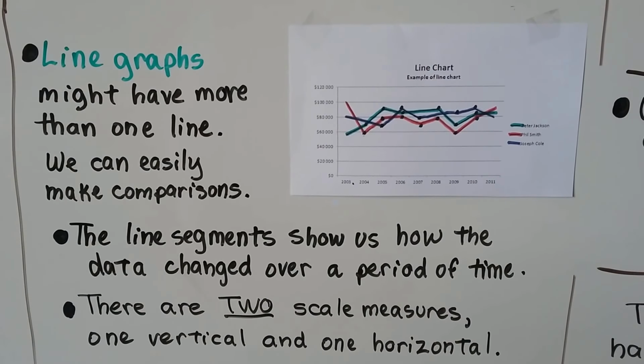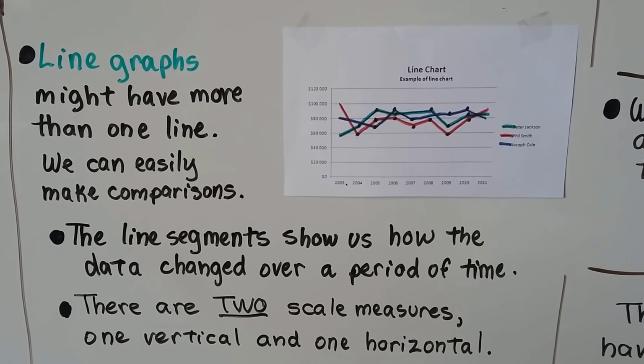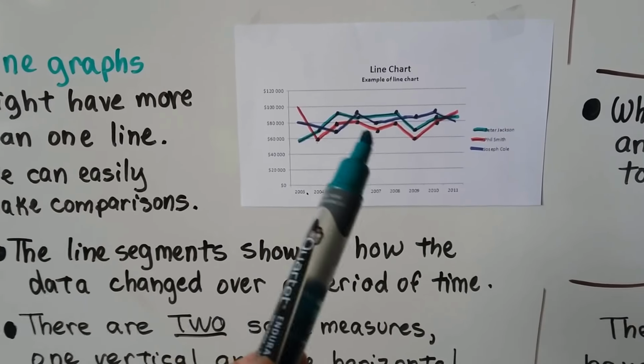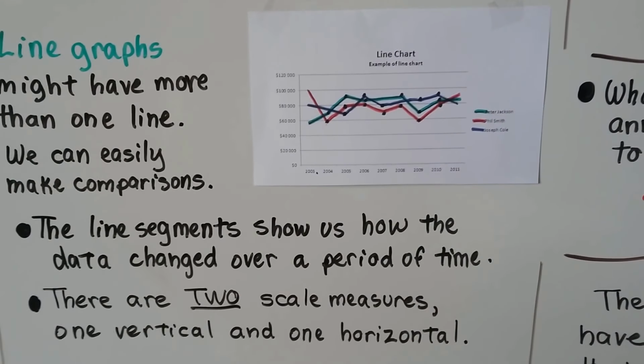So we can make comparisons very easily, can't we? And the line segments show us how the data changed over a period of time. So we can see how the dollar amounts changed over the years, see? Because the years are listed down there. And there's 2 scale measures.